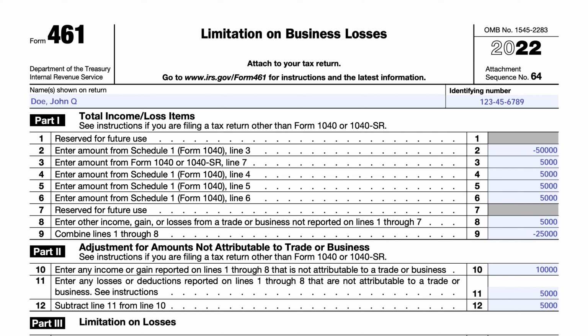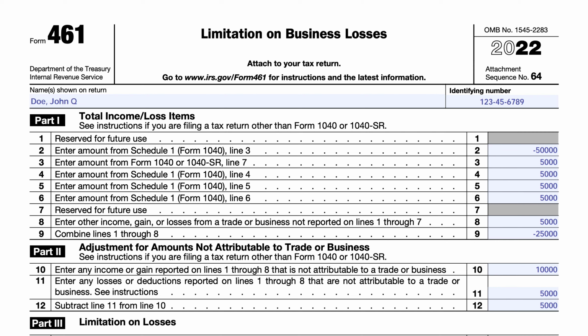So you can't take an excess business loss. That business loss is considered to be a net operating loss and subject to being treated as a net operating loss. So you can refer to IRS Publication 536, which deals directly with net operating losses for individuals, estates, and trusts to get more information on how to treat it as a net operating loss.